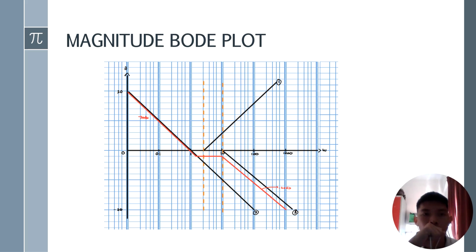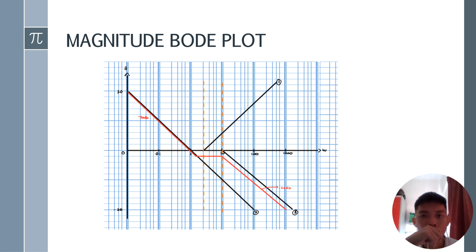Based on the asymptotic approximation, each simple pole, like the one at ω equal to 100, will cause the slope to decrease by 20 dB. A zero, like at ω equal to 10 on the graph, causes the slope to increase by 20 dB.